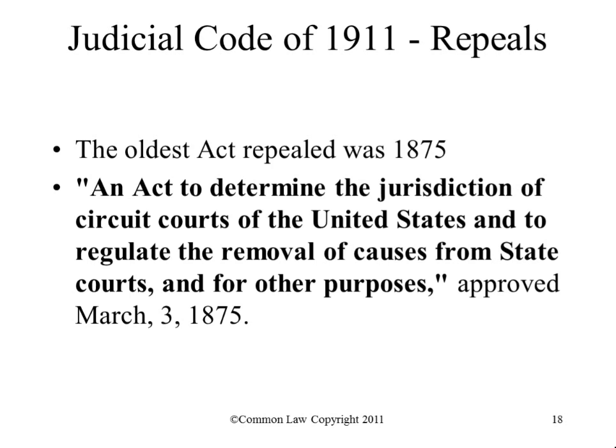Then there's the Judicial Code of 1911, okay, and the oldest act that's repealed by the Judicial Code of 1911 is an act to determine the jurisdiction of the Circuit Courts of the United States and regulate the removal of causes from state courts and for other purposes, and that's March 3rd, 1875. The point being is that's D.C. and the territories. Okay, that's why they're talking about that, D.C. and the territories. They didn't do anything after 1861 that affected all of the states, okay, because they had no authority.